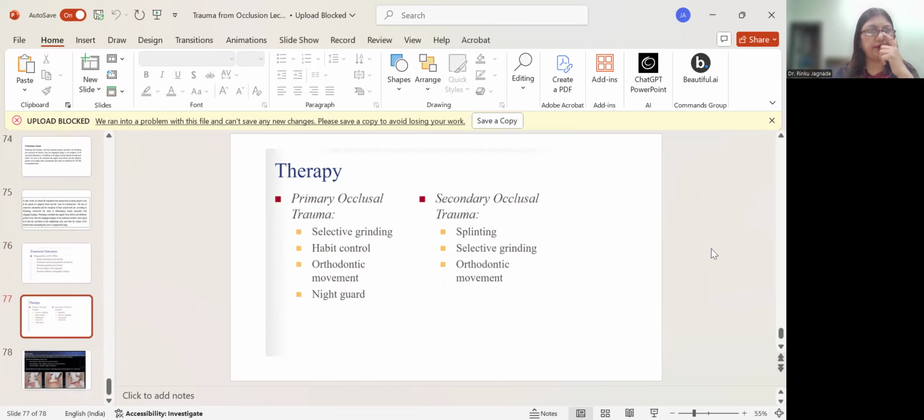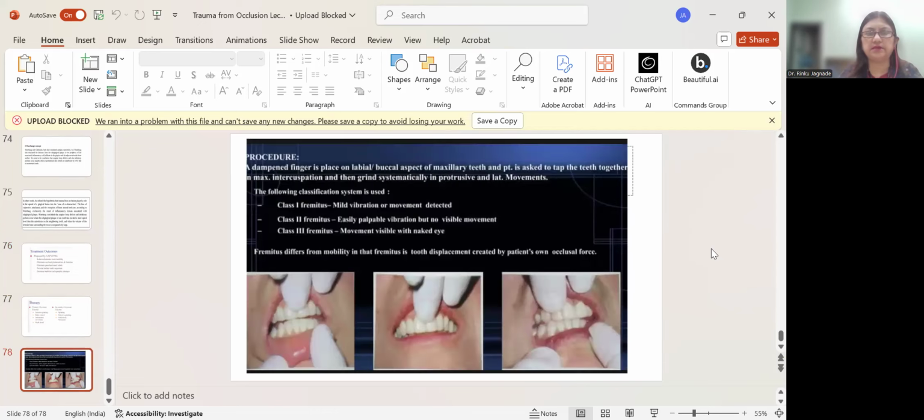So therapy, and now what therapy can be used in primary occlusal trauma? There can be selective grinding. If there are high prematurities, selective grinding will be there. Habit control, orthodontic movements can be used. Night guards can be used. In secondary occlusal trauma, splinting may be done. Selective grinding and orthodontic movements can be considered.